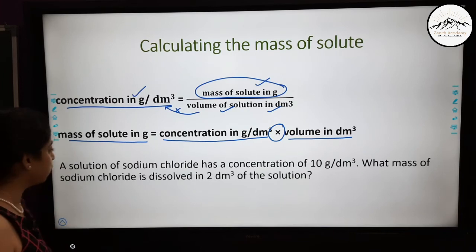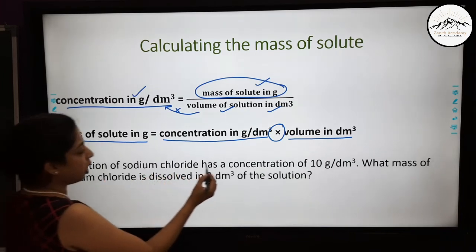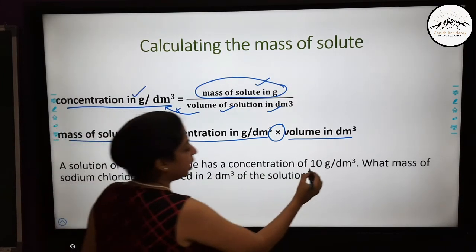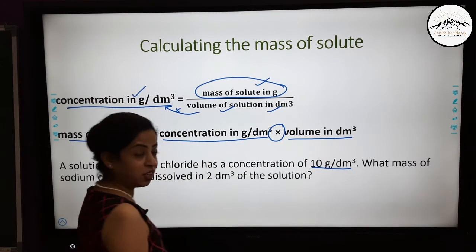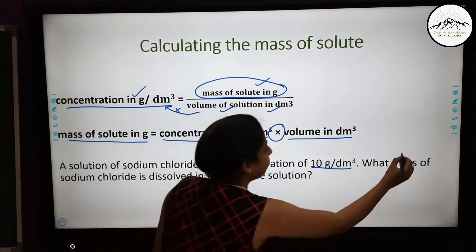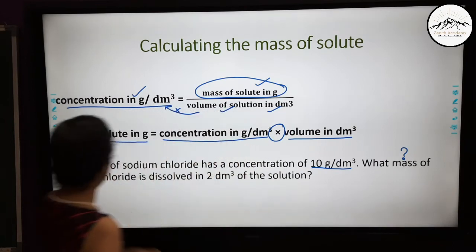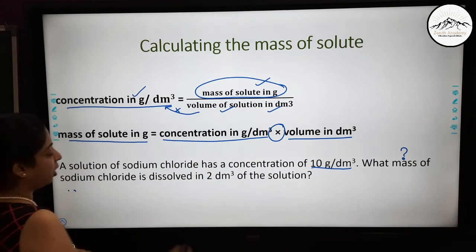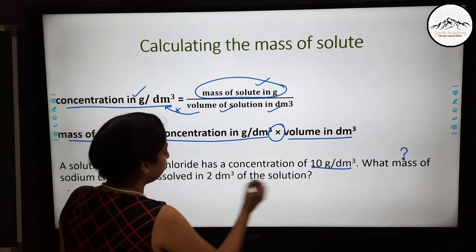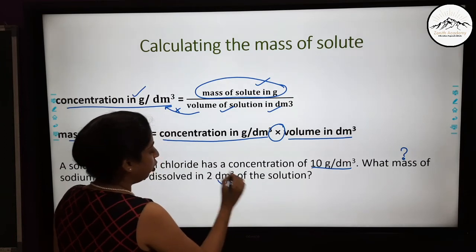So let us see a question. A solution of sodium chloride has a concentration of 10 gram per decimeter cube. So concentration is already given. What mass of sodium chloride is dissolved in 2 decimeter cube of the solution? They have asked the mass of the solute, and they have given volume also.